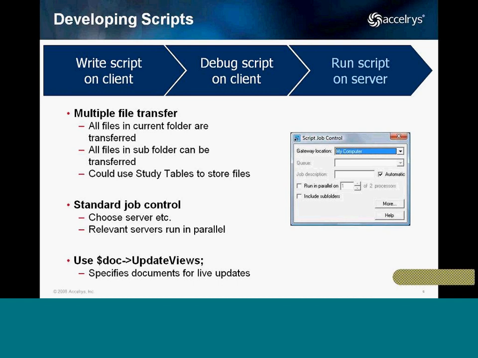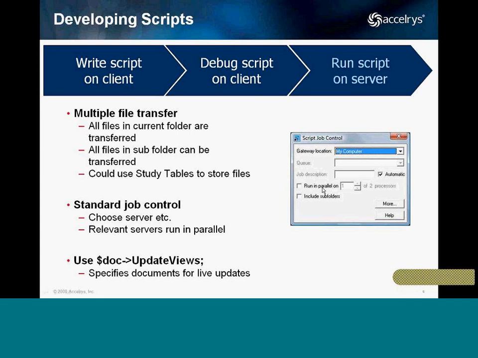So when I want to do this, I have a very standard job control, something that will be familiar to all of you who have used Material Studio in the past. I can specify my gateway location, and you can see here I have this just set to my computer. It's integrated, as with anything in Material Studio, with queues and job descriptions, etc. And also you can see that I can run this in parallel.